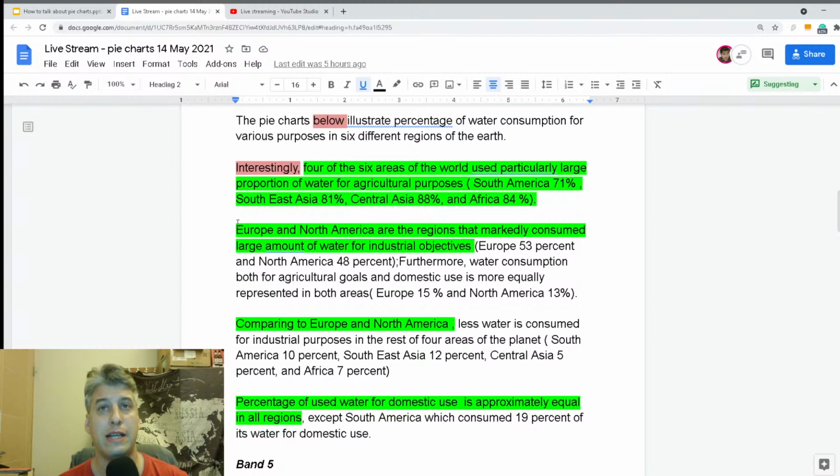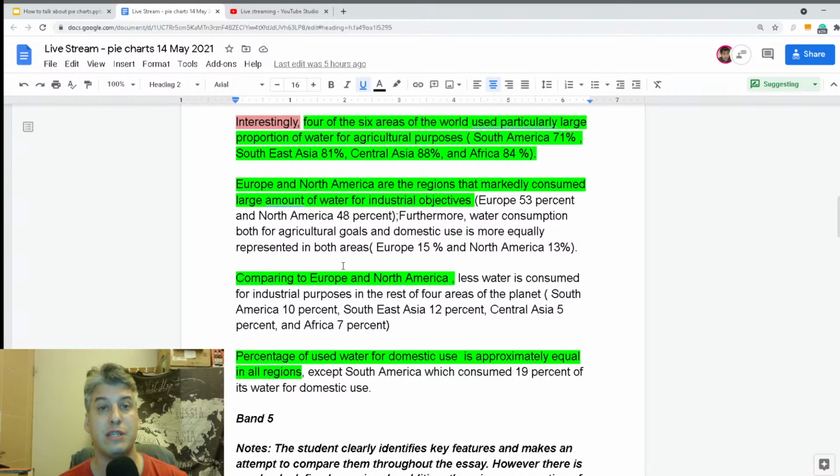So what I liked about this writer is that all the sentences at the beginning of the paragraphs, for example, Europe and North America are the regions that markedly consume large amount of water for industrial objectives. This is a great topic sentence. It's very clear, and the paragraphs are very well defined. So all of that stuff's pretty good.